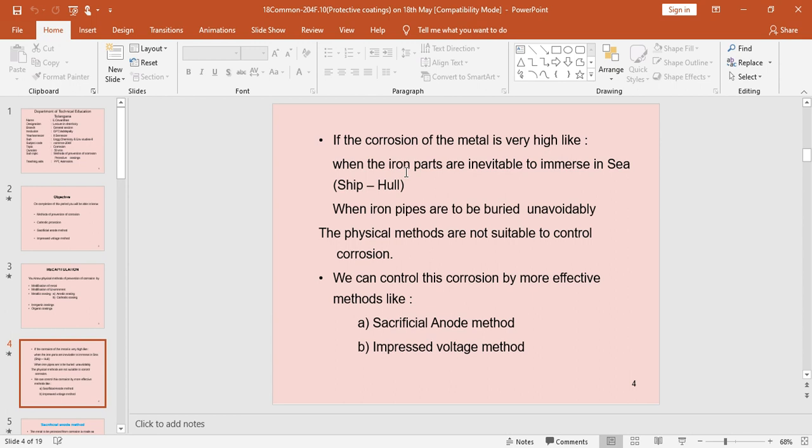Those are, first, the sacrificial anode method, and second, the impressed voltage method. These methods are very, very important. Once again: A, the sacrificial anode method, and B, the impressed voltage method. Let us discuss these two methods in detail. These two are very important in prevention of corrosion. Note down these points.